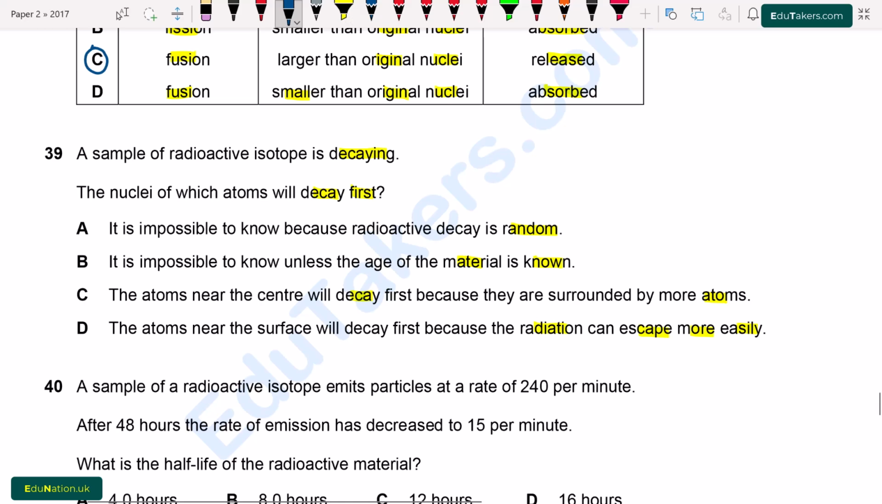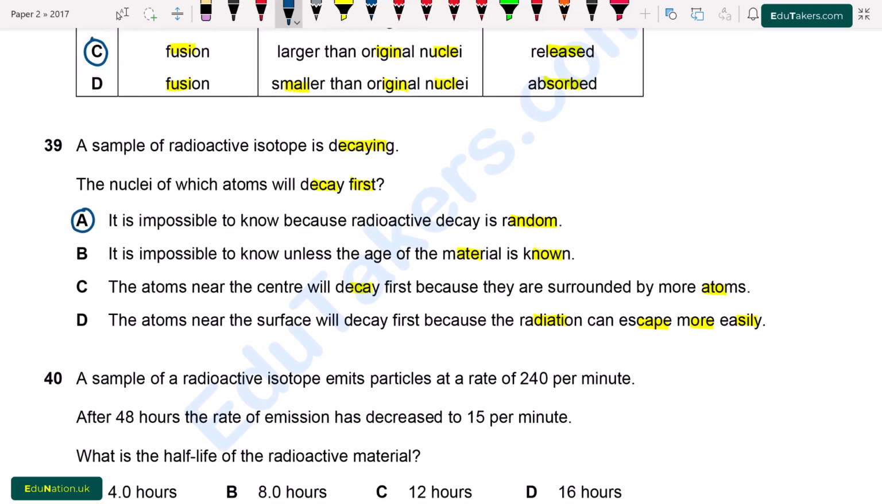So the radioactive process is a random process. It is impossible to know because radioactivity is random. From here, option A is correct.